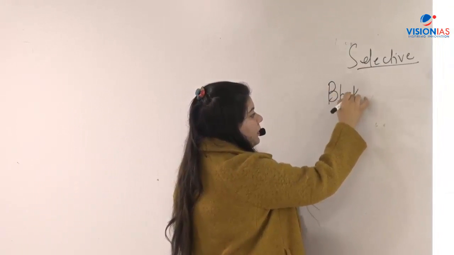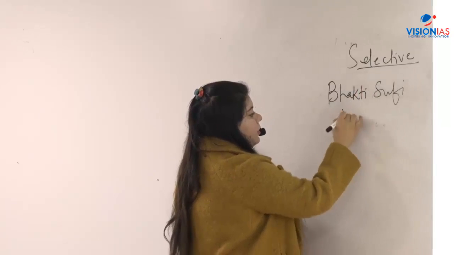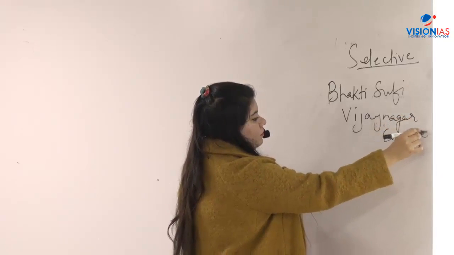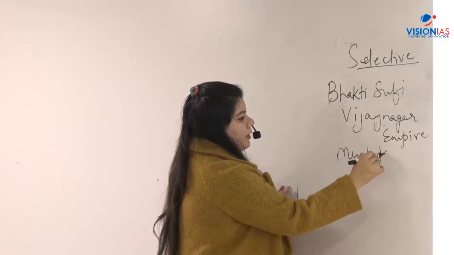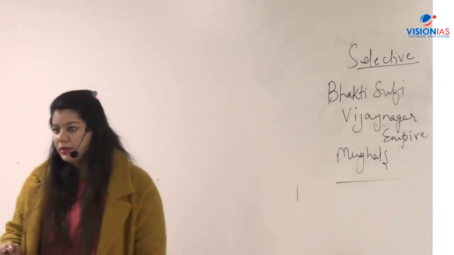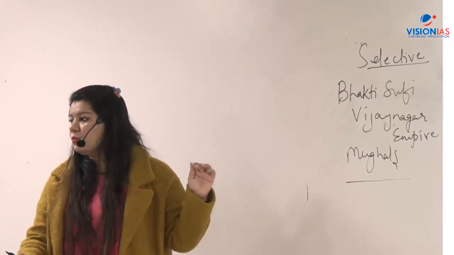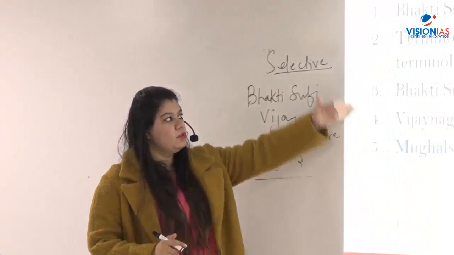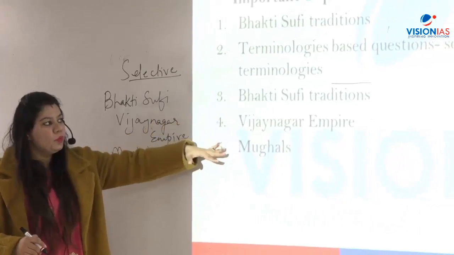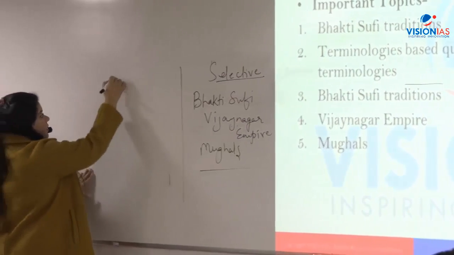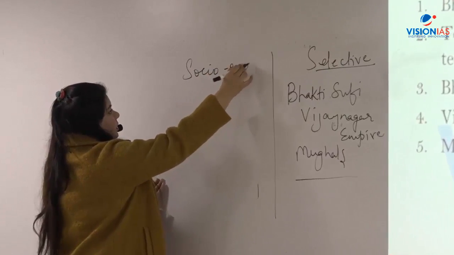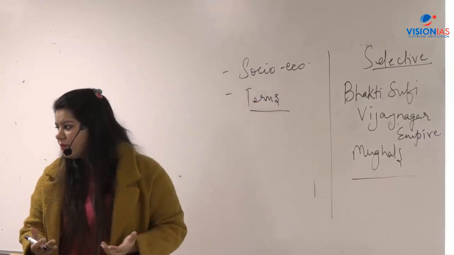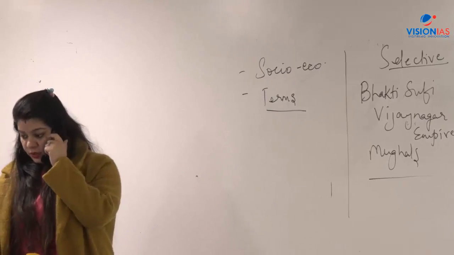Your Bhakti Sufi movement, your Vijayanagar Empire, your Mughals, right? So these sections are very, very important from mains point of view and prelims point of view both, right? Now the kind of questions which come from these sections, Bhakti Sufi, then Vijayanagar, Mughals, are the socio-economic history and the terms associated in their administration or cultural life. You're getting, right? So let's just have a look at the questions very quickly.